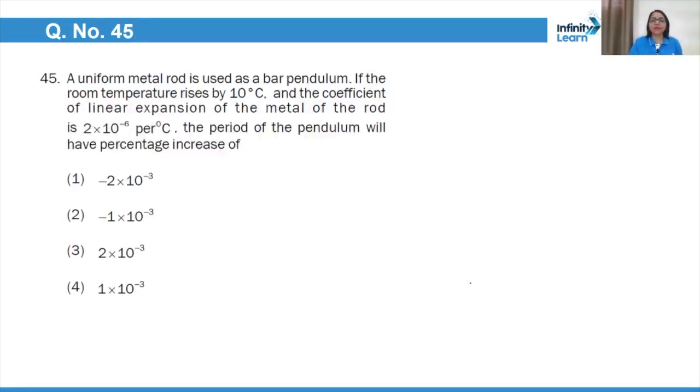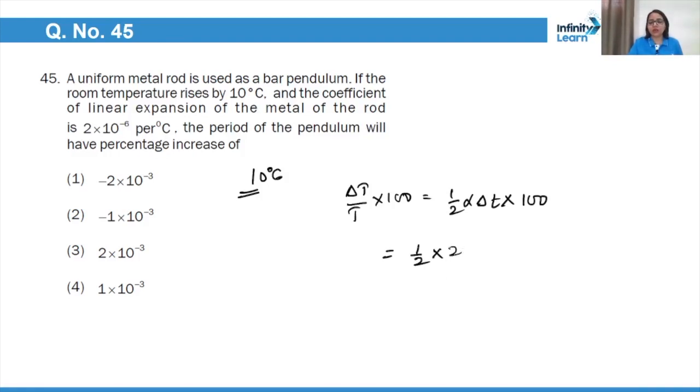Question number 45. A uniform metal rod is used as a bar pendulum. If the room temperature rises by 10 degrees Celsius and the coefficient of linear expansion of the metal rod is 2 into 10 power minus 6 per degree Celsius, the period of the pendulum will have a percentage increase of. So percentage increase in the period of the pendulum is given by half alpha delta T into 100. So this will be half into alpha, which is 2 into 10 power minus 6, into delta T, which is 10, into 100. So this will be 10 power minus 3%, which is option 4.